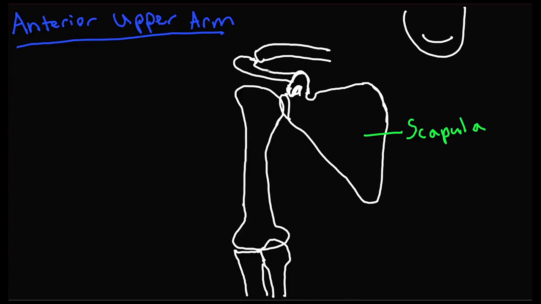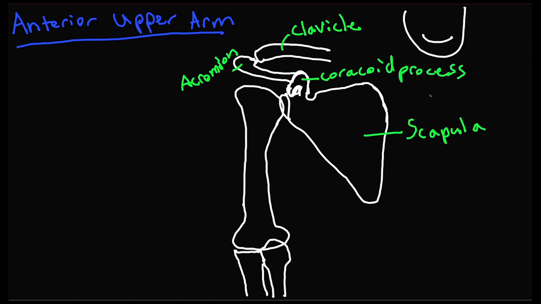Some other important bones here. This is the clavicle, which is famous for breaking. And this is the acromion. And this little process right here is called the coracoid process. These two, the acromion and the coracoid process, are actually just extensions of the scapula. They actually are part of the scapula.